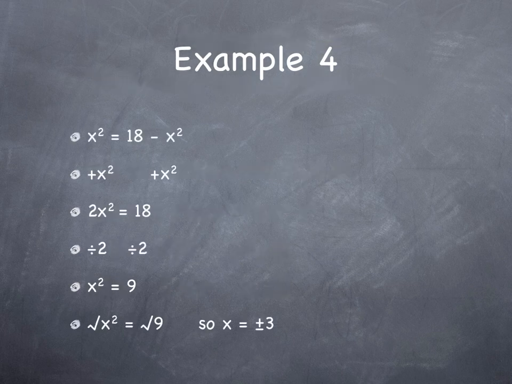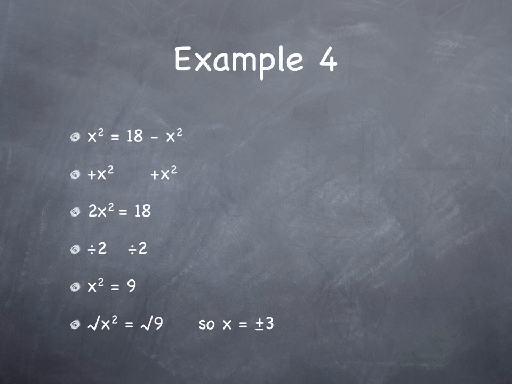So first, set the equations equal to each other. So x squared equals 18 minus x squared. Then we add x squared to both sides, and we get 2x squared equals 18. Then we have to divide by 2, so we get x squared equals 9. Then we take the square root of both sides, so the square root of x squared equals the square root of 9, so x equals plus or minus 3. Again, because when you introduce a square root into a problem, you have to put plus or minus in front of the solution, or it's not correct.